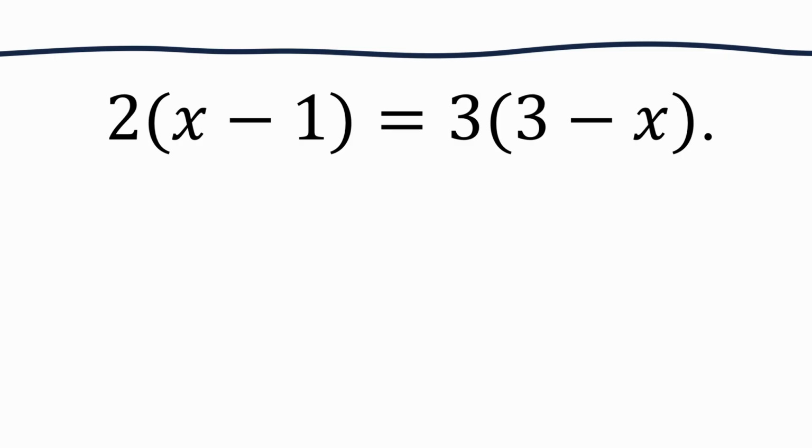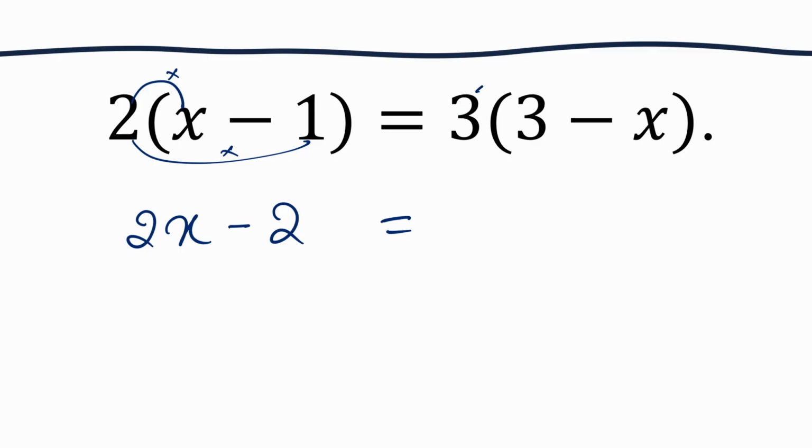So let's solve. I'm going to multiply 2 and x and 2 and negative 1. So first term 2x, minus 2 times negative 1, that is negative 2, equal 3 times 3. 3 times 3 is 9, and 3 times negative x is negative 3x.